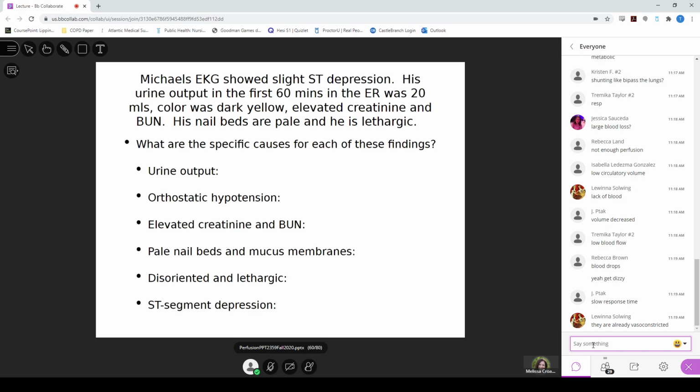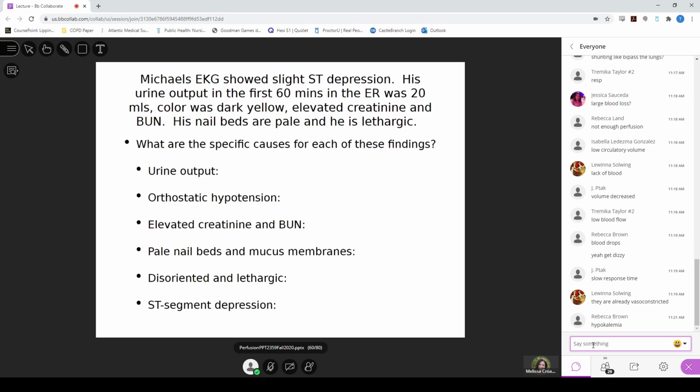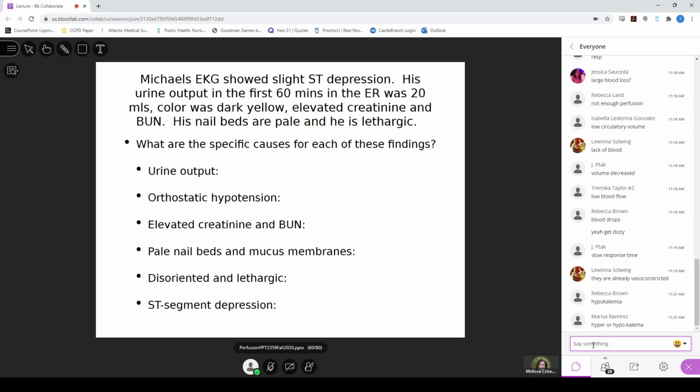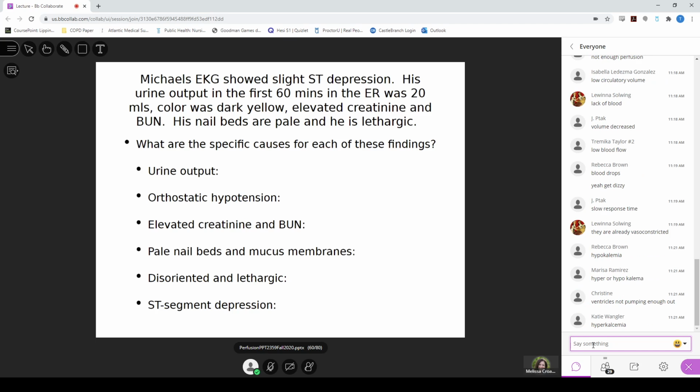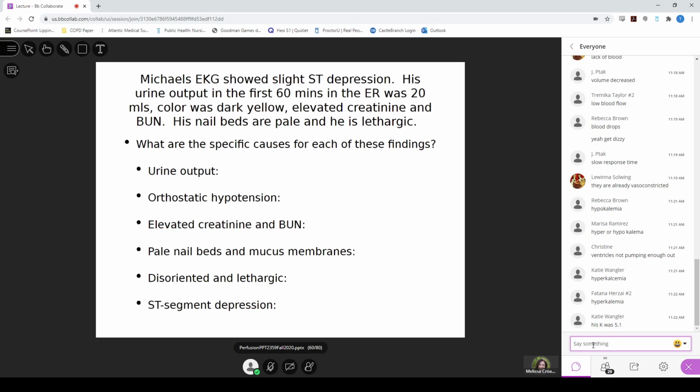And ST segment depression, what does that tell you? What did we learn last week? Y'all didn't learn last week because y'all were worried about test 2. Think about it, the ST segment depression.